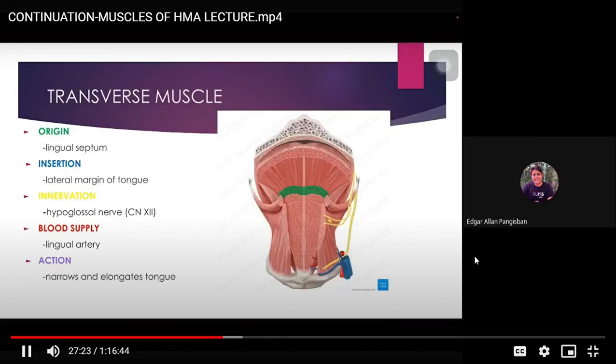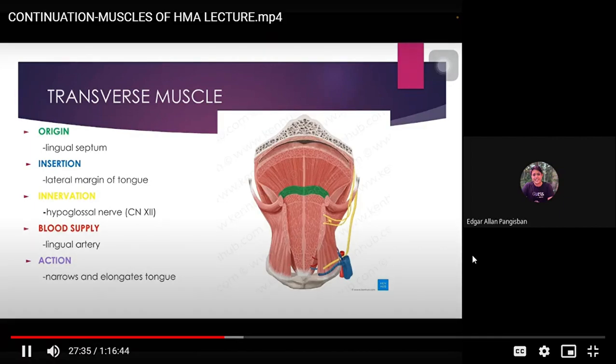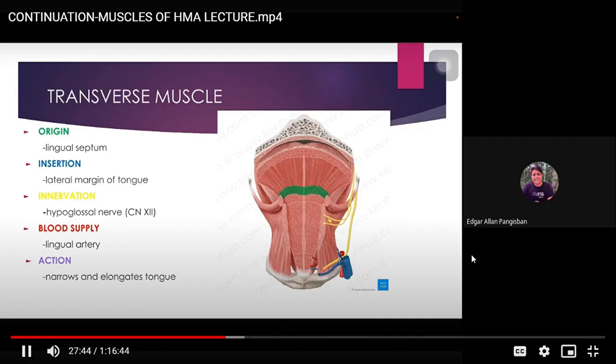Okay, next is the transverse muscle. So the transverse muscle is located in between the vertical and the inferior longitudinal muscle. So yung naka-highlight po dyan. Again, the transverse muscle is located in between the vertical and your inferior longitudinal muscle. Okay, the origin is the lingual septum.